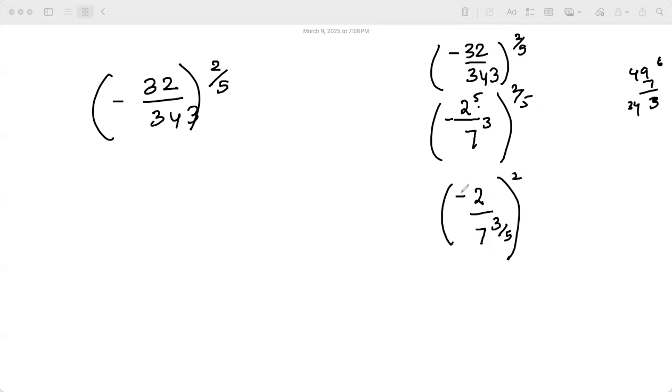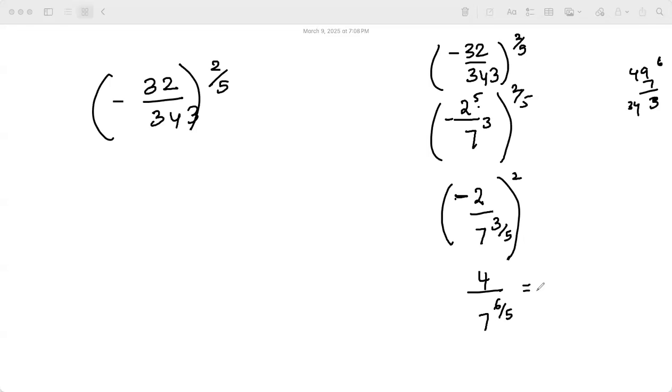Minus 2, if it's squared, right, the minus will disappear, because everything is inside the parenthesis, which is squared, right? So it will end up with 4 divided by, it'll be basically 7 power of 6 by 5, which is a mess actually. What is 7 power of 6 by 5? Who can tell me in radical format?